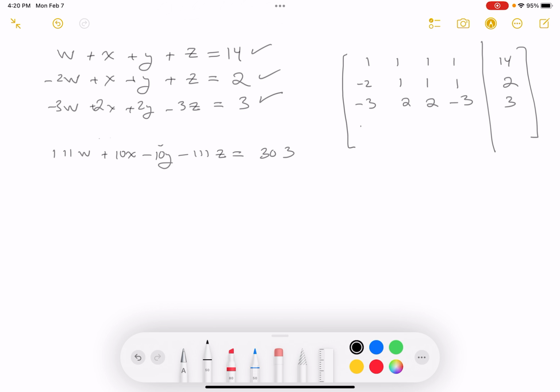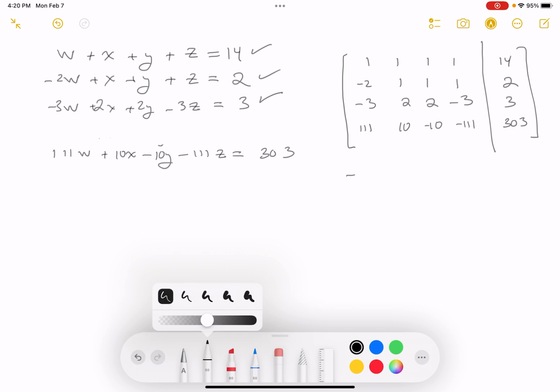And then you get 1, 1, 1. I'm sorry, I didn't mean to put W. I don't want to write the letters down. 10, minus 10, minus 111, and 303. All right? So I kind of noticed something nice about it, and I'll tell you what I noticed about it.